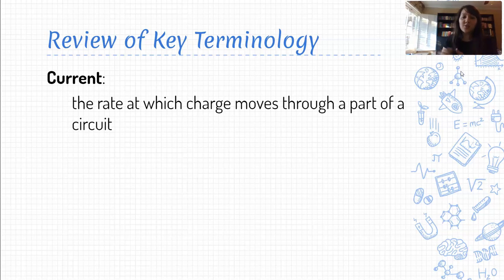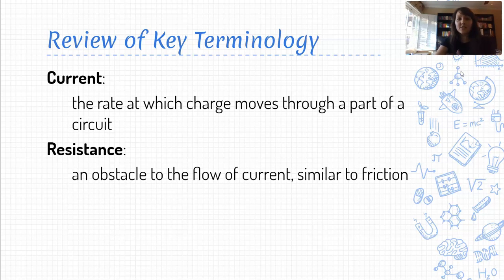Now, before we get started, just a little bit of review of some of those key terms that are just coming up again and again throughout this lesson and this unit as a whole. So current, again, as a reminder, is just the rate at which our charged particles are moving around through our circuit or through one part of a circuit. Resistance then describes anything that serves as an obstacle to this current, anything that slows our current down, kind of like an electrical friction. And that's going to be a useful picture to have in your mind later during this lesson.